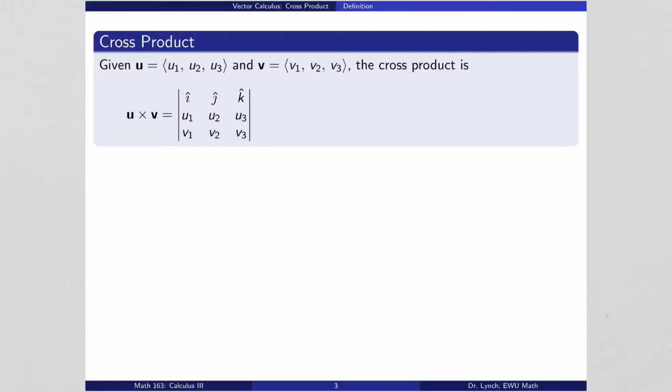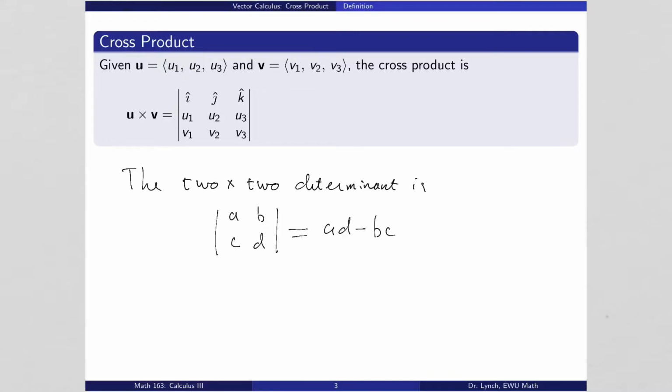A 3x3 determinant is defined in terms of three 2x2 determinants. So let me just write down quickly what a 2x2 determinant is. A 2x2 determinant, a, b, c, d, is computed by multiplying a times d and subtracting b times c.